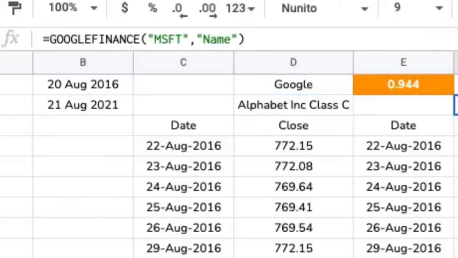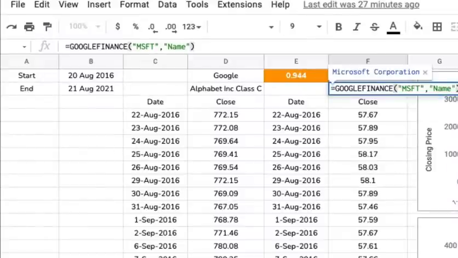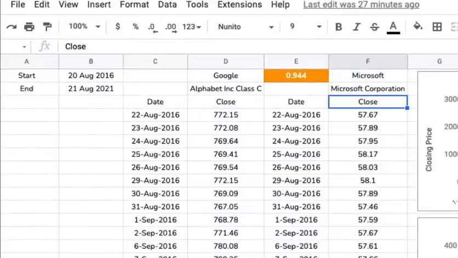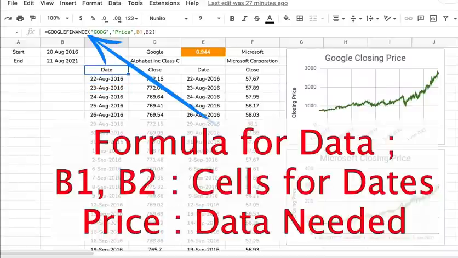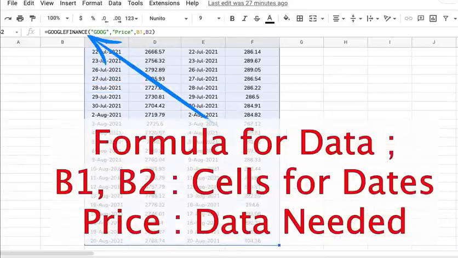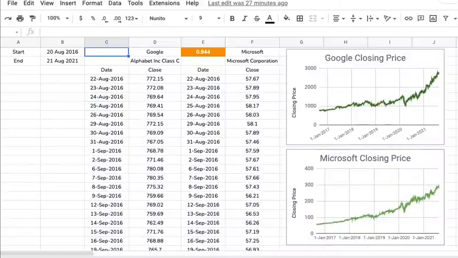Then similarly, we can do that for Microsoft, which is MSFT, and then name, which will be Microsoft Corporation, which is Microsoft. And now the data will be populated here. Over here, you can see the data for Microsoft and Google both. Now, the next thing is we can plot the data of Google and Microsoft here.